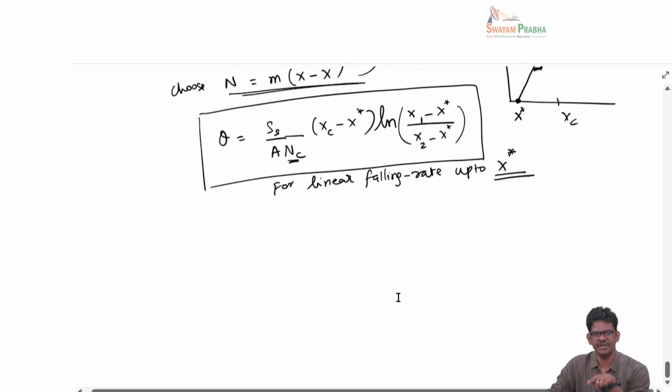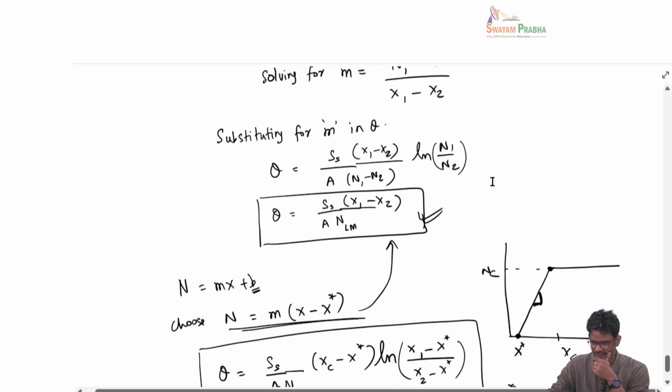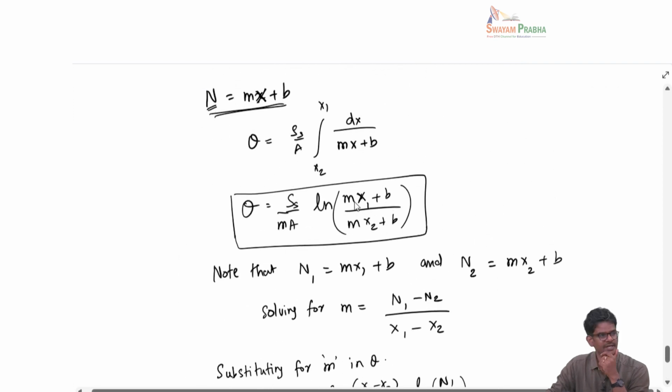The only thing you have to be very careful about is that this equation you can only use if you have a falling rate varying linearly up to the equilibrium moisture content x star. Only then is this applicable. Whereas the earlier one can be applicable anywhere between x1 and x2, and need not go all the way to the equilibrium moisture content.